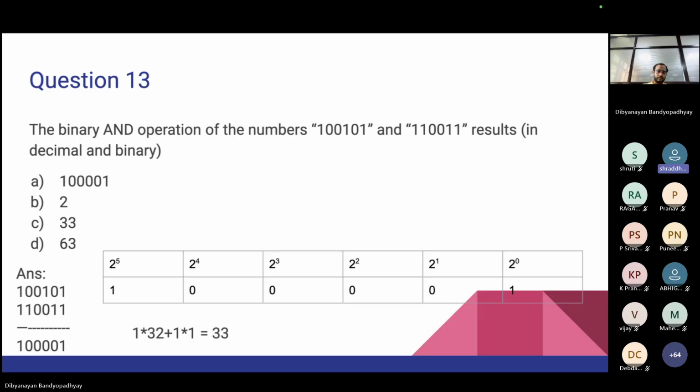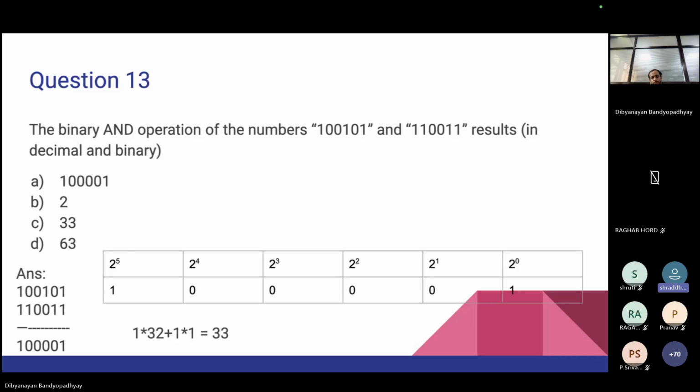Sir, which answer will be considered as correct, 33 or binary number of 33? Both actually. So the question is in decimal and binary. In MCQs and assignments there will be only one option, either decimal or binary. You have to calculate. But here I am showing you to make you understand the logic.